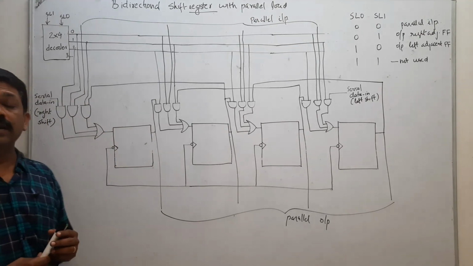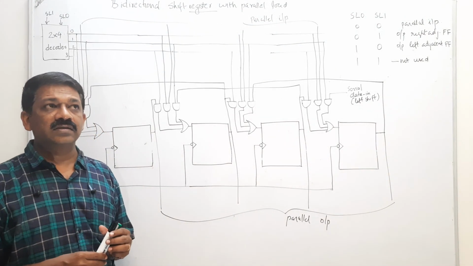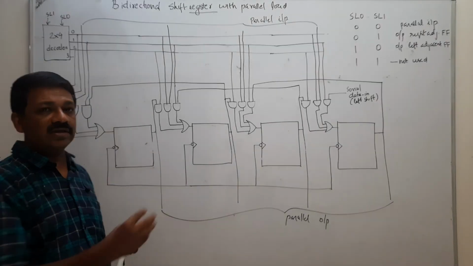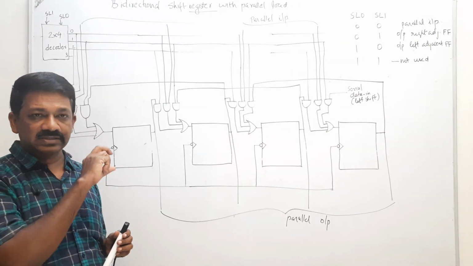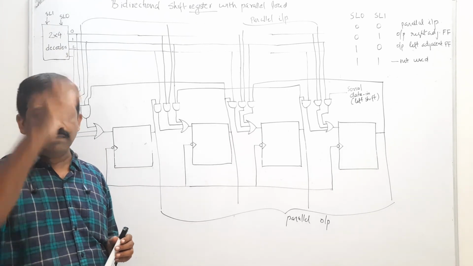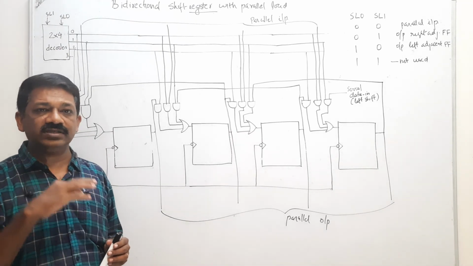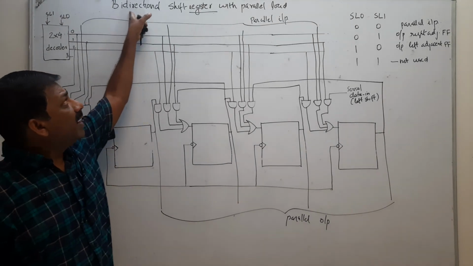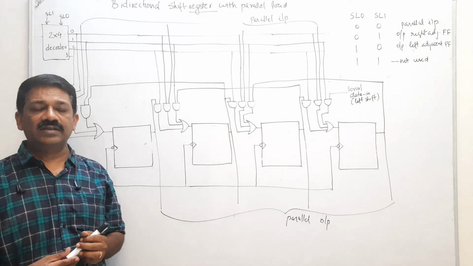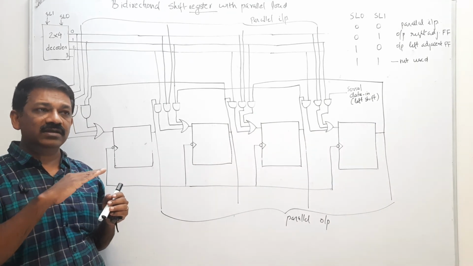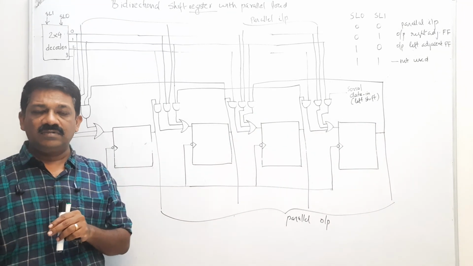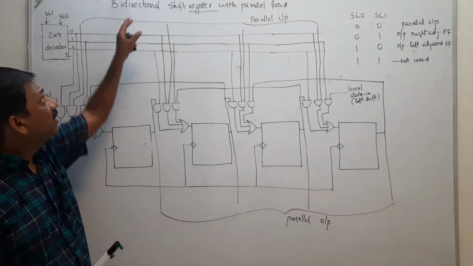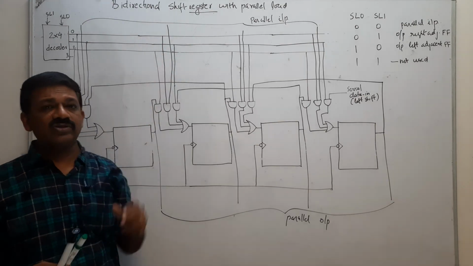In our earlier class, we discussed how data can be pushed onto this shift register in a serial fashion as well as parallel. That means parallel input and serial input we have discussed. Here we are going to discuss bidirectional shift register. That means data can be entered from left to right, from right to left, as well as parallel. That means here three types of inputs are possible.